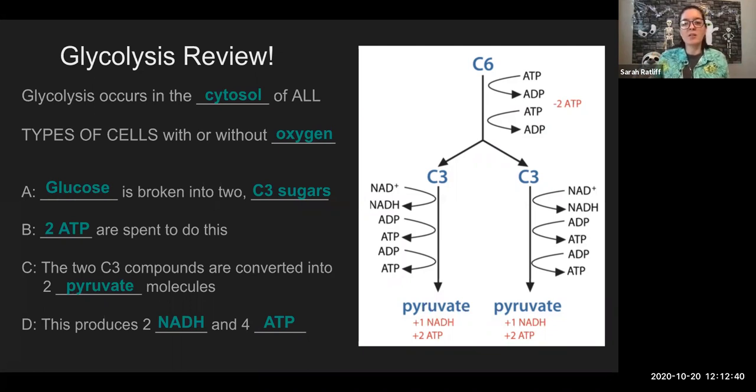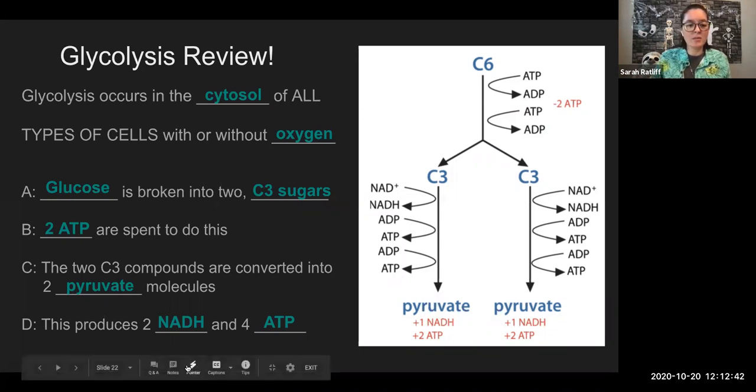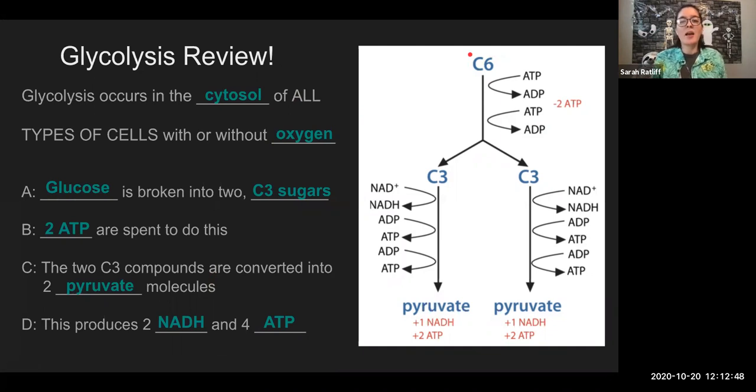So we start out with a glucose up at the top. Let me get my pointer. Up at the top here, we have our C6 molecule. Glucose has 6 carbons, so we're just going to call it C6. And we're splitting it in half. To do that splitting, we need to use 2 ATP. Bummer. We want that ATP for energy, but got to spend some to make some.